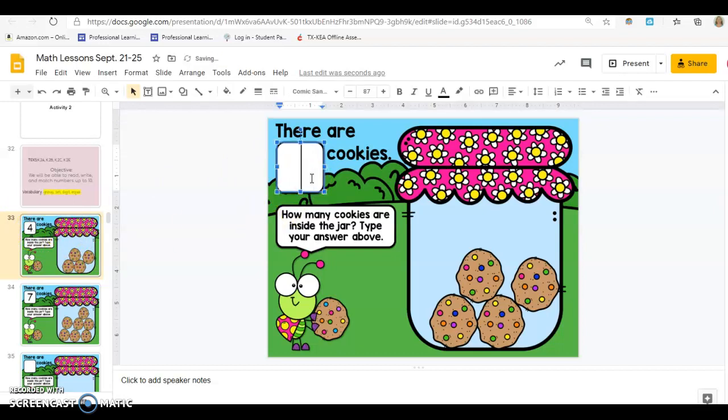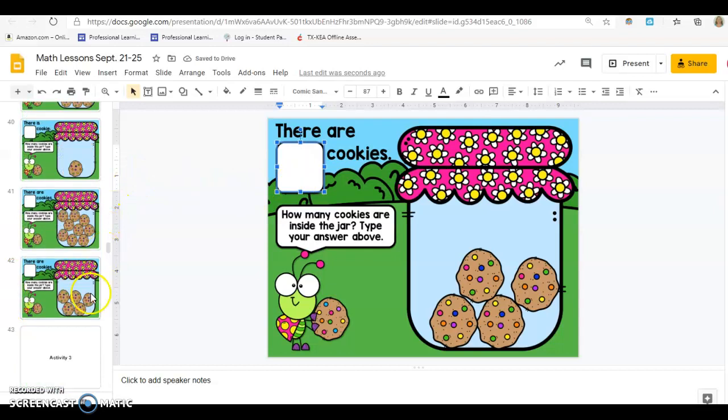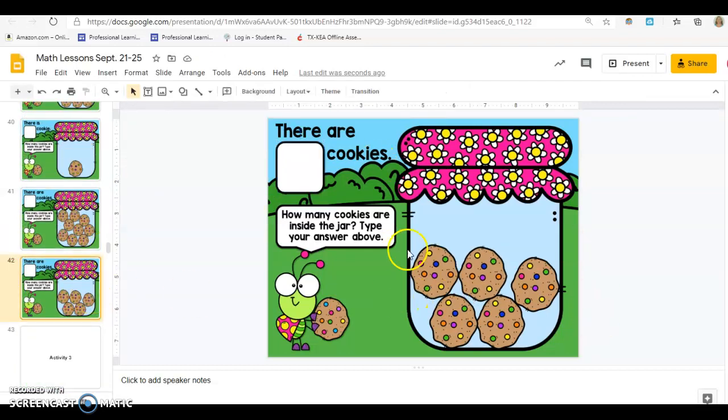And that is what we are working with for math on Tuesday. Recognizing numbers 1 through 10 and quantities, and writing or typing the number that matches the quantity of cookies in the picture.